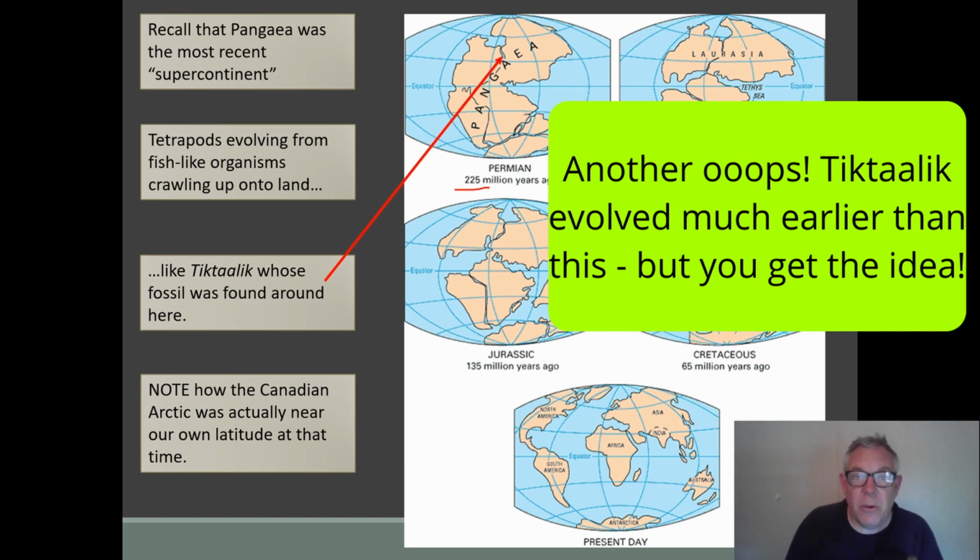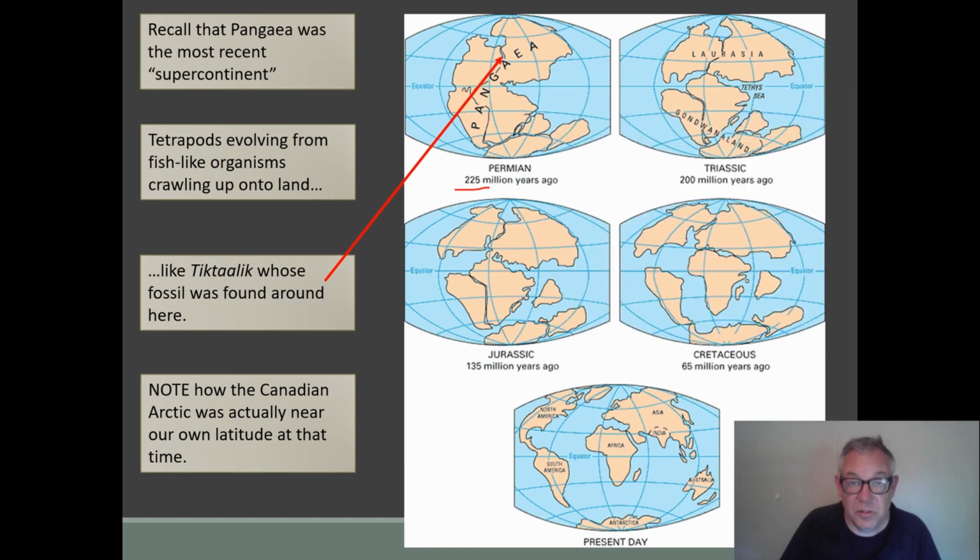And if you look on my graph here, I'm showing you on this Pangea where that fossil Tiktaalik was found. Now, when it was found just a few years ago, it was up above the Arctic Circle. It was very far north, and it's very cold and very desolate. But look at where that piece of land was 225 million years ago. That piece of land was at pretty much our latitude, about where Kentucky is. And so the climate would have been much warmer.